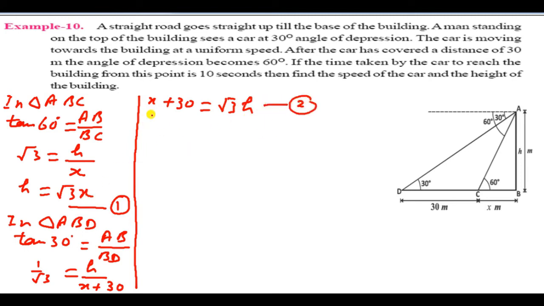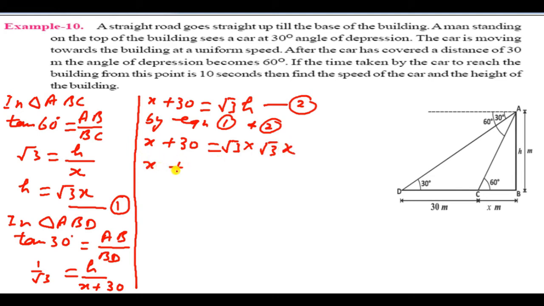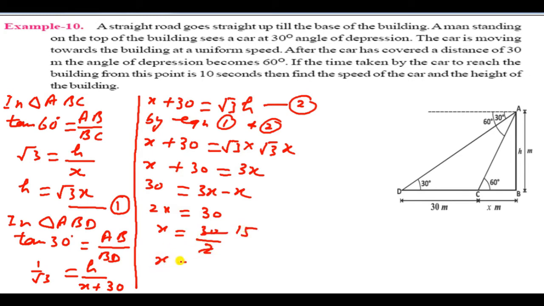With the help of the first and second equations, put the value of h. So x plus 30 is equal to root 3 times root 3 x. So x plus 30 is equal to 3x. Now 30 is equal to 3x minus x. So 2x becomes 30, so x is equal to 30 upon 2, that is 15. So x is equal to 15 meters.